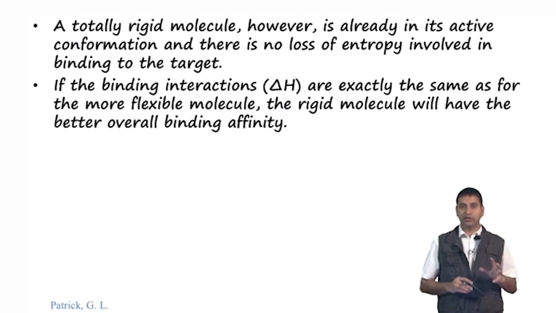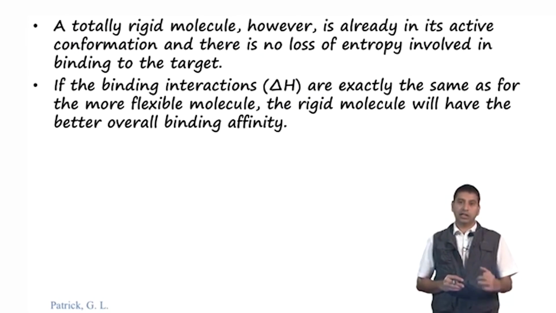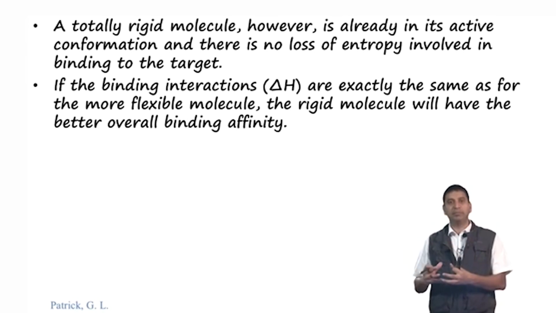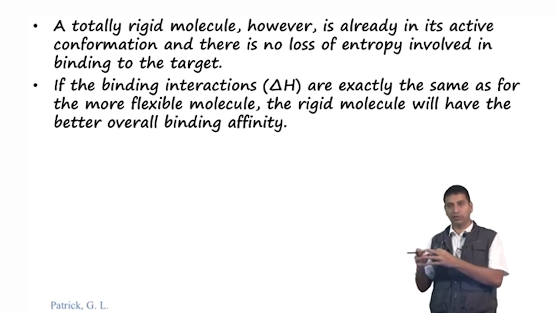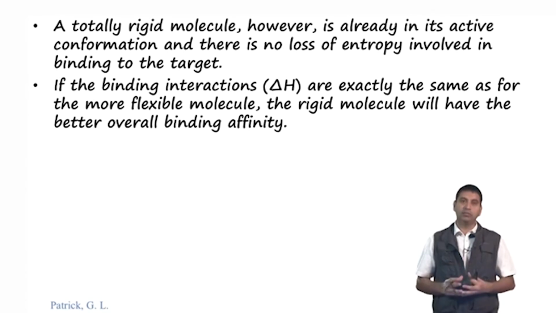A totally rigid molecule is already present in its active conformation, and therefore, there is no loss of entropy involved during binding to the target. So, if we assume that the binding interactions, which is the enthalpic component, is pretty much the same for the more flexible molecule as well as the rigid molecule, then overall the binding affinity will actually improve.